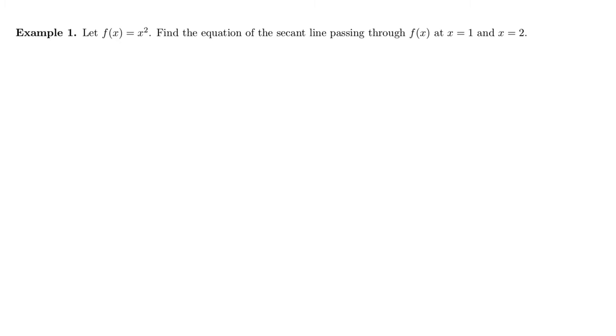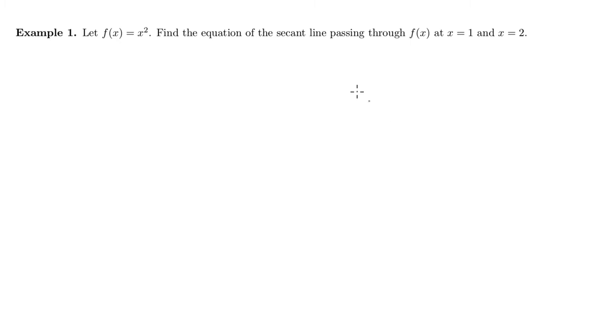All right, so let's get our hands dirty with this average rate of change versus instantaneous rate of change, and hopefully start to see the bigger picture. So here, our function is x squared, and our goal is to find the equation of the secant line passing through the function at x equals 1 and x equals 2.